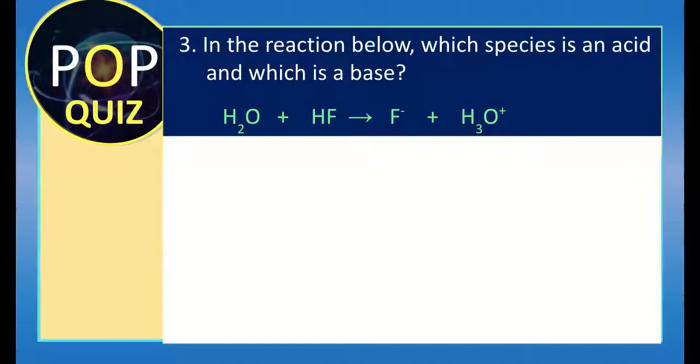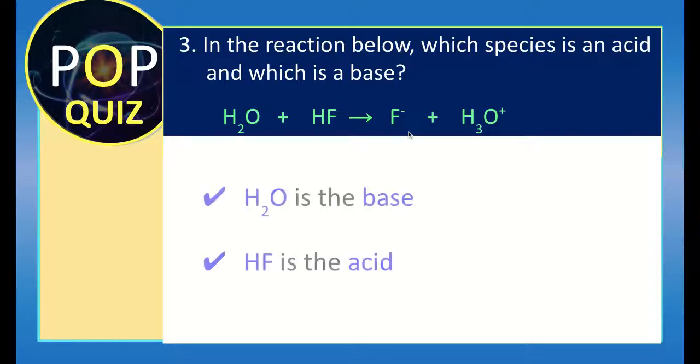All right, so if you're going to look at this one, which species is an acid and which is a base? So if we're looking here, we have water. We know that its counterpart is this hydronium. So in this process, it is gaining a hydrogen, which means it's going to be a base. And then this one, this hydrofluoric acid, it is losing a hydrogen, which means it's going to be the acid.